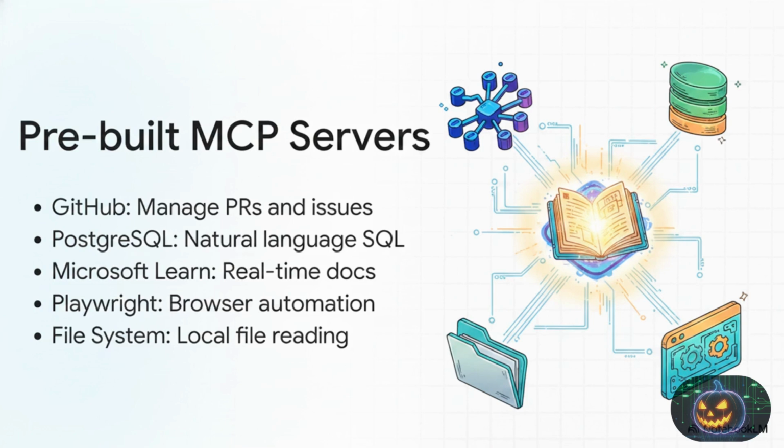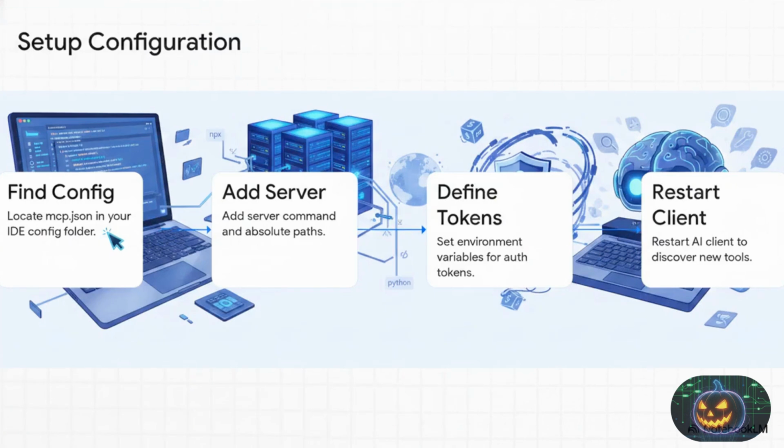Connect the Postgres server so the AI can explore schemas and write complex natural language SQL queries for you. There's the Microsoft Learn Docs server to ground your agent in real-time authoritative API references. You can even use Playwright for autonomous browser testing, or the File System server to let the AI safely navigate and edit your local project directories. It's a total game changer. And getting these pre-built servers up and running is ridiculously fast.